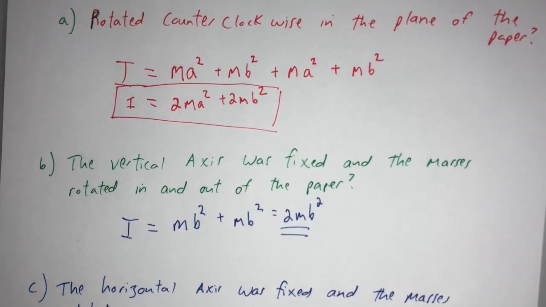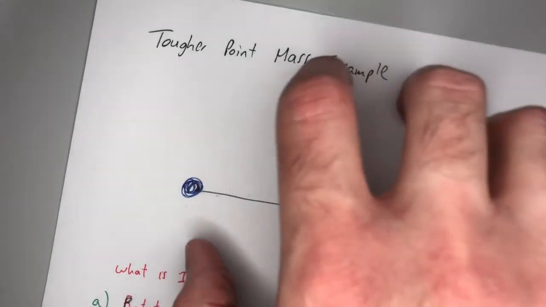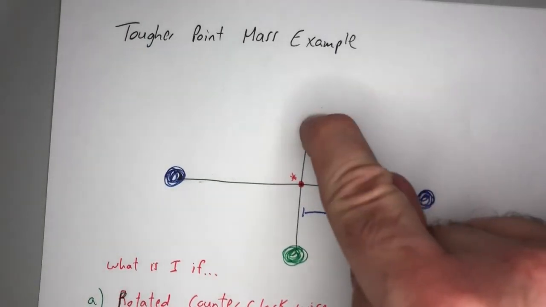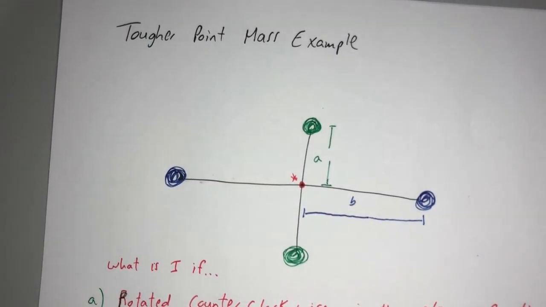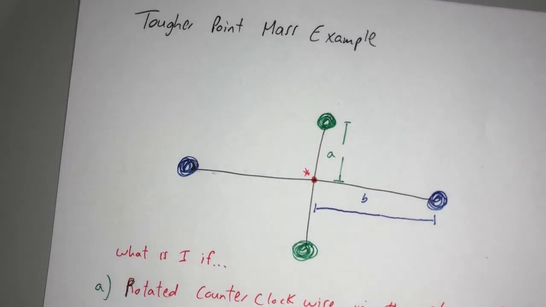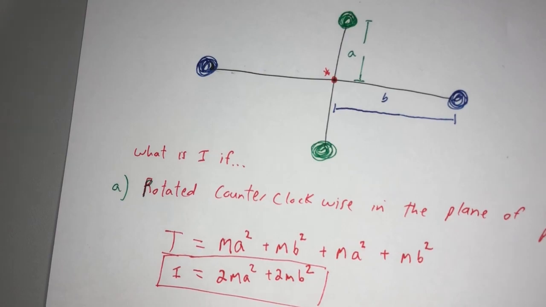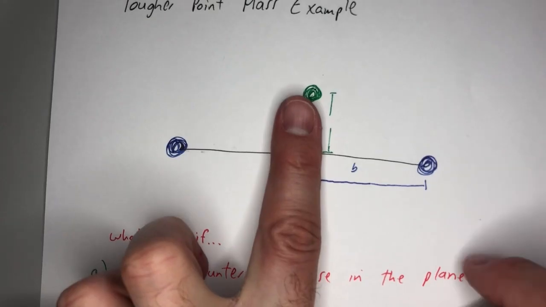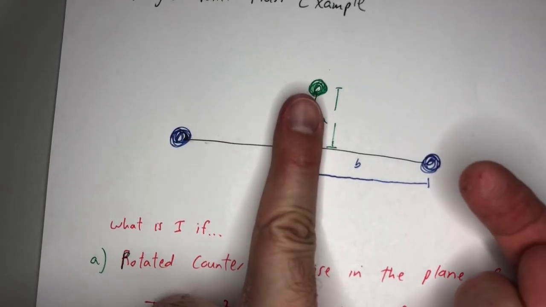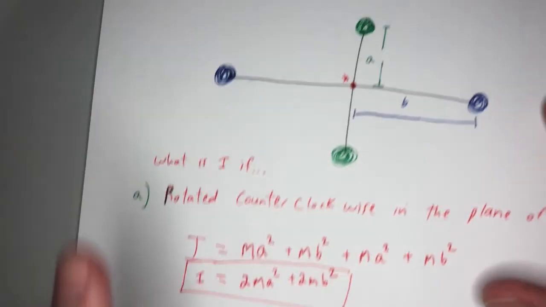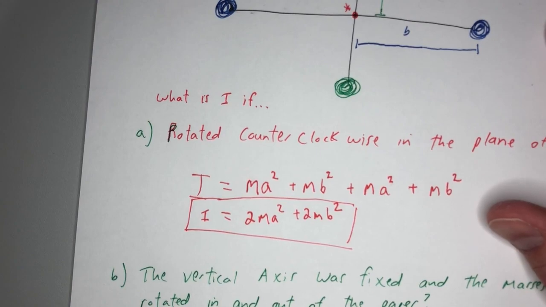So it kind of makes sense. I started by rotating the whole system in the plane of the paper, and you literally have to include the moment of inertia of this object plus that one plus that one plus that one, because you are trying to move all 4 of them. That's the point of rotation one, and that's why the moment of inertia was so large. Then I said, what if you fix the vertical axis? If you fix this axis like that and rotate it so this one comes out and that one goes in, now you're only moving 2 point masses, so your moment of inertia was less, 2mb squared.